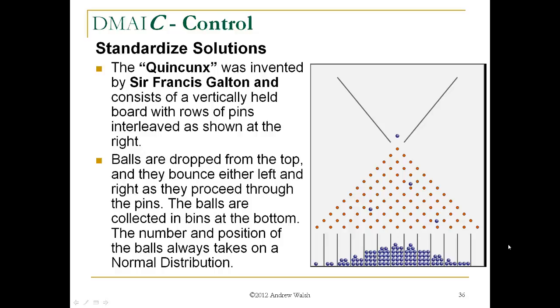The balls are bouncing as they go through the quincunx, and then they pile up in the different bins down there, and you always get a normal distribution.